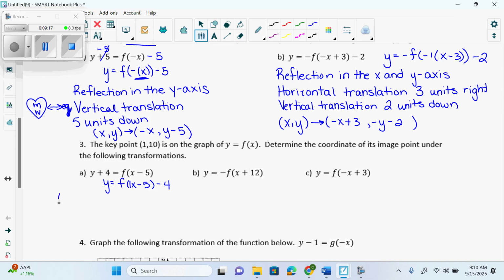So I'm going to go x, y becomes anything in the bracket with the x affects the x. All I have is x minus 5. So that's 5 to the right. So I'm going to go x plus 5. Mapping and equation are always opposite. Yes? And then I need to go 4 down, so I'm going to go y minus 4. And then I apply my coordinate. 1, 10 becomes 1 plus 5, comma 10 minus 4, which becomes 6 and 6.